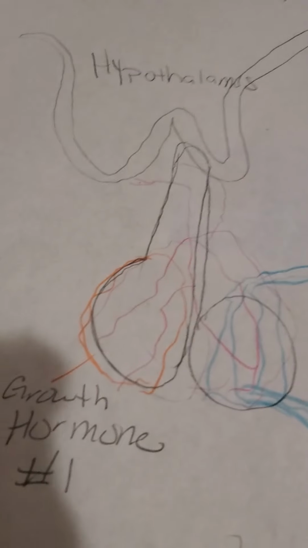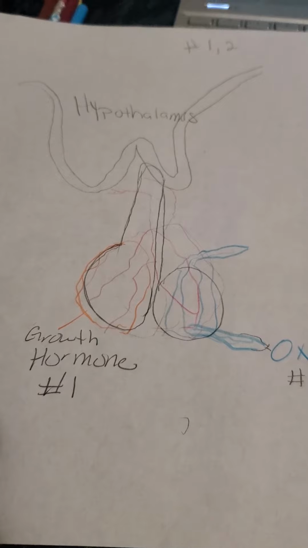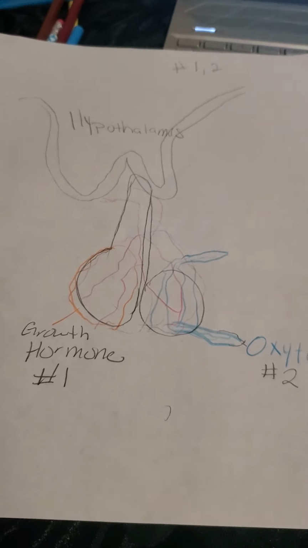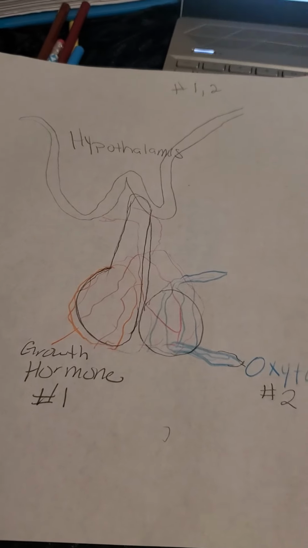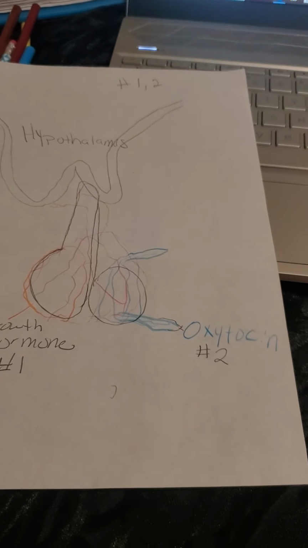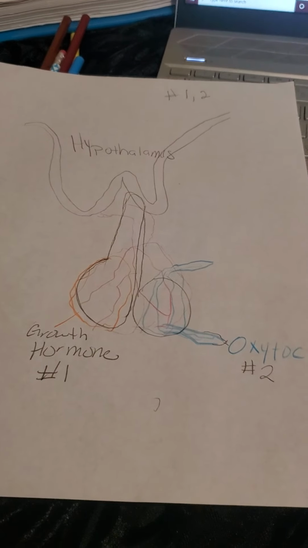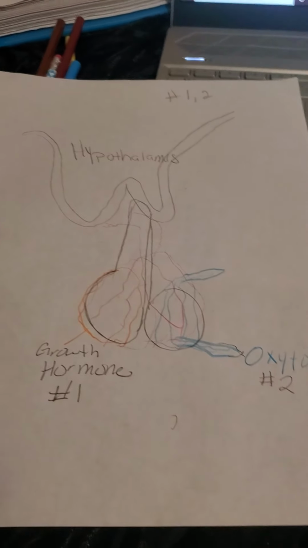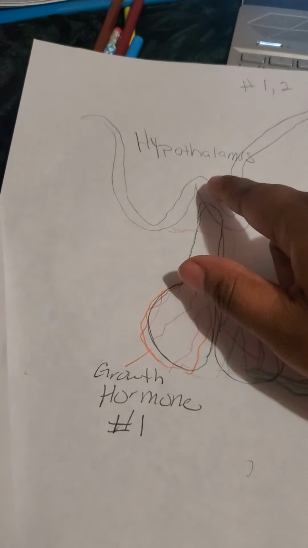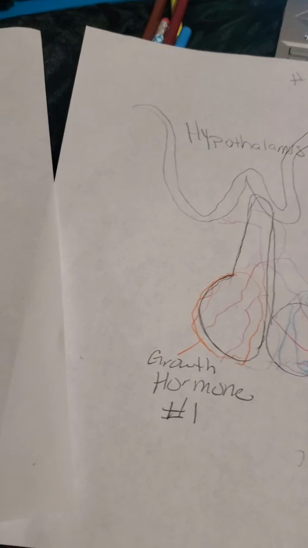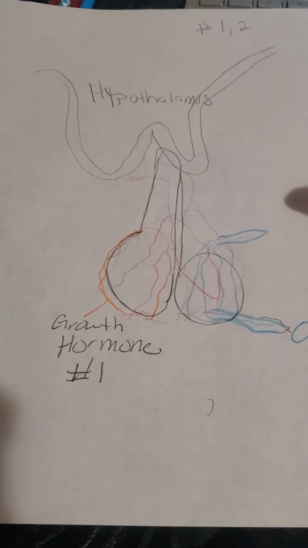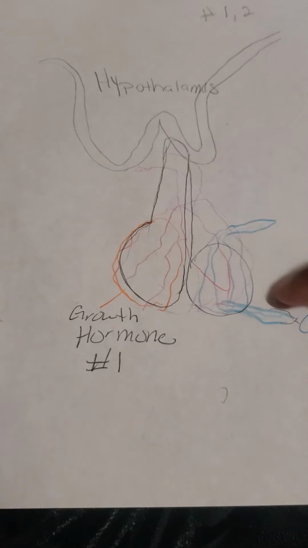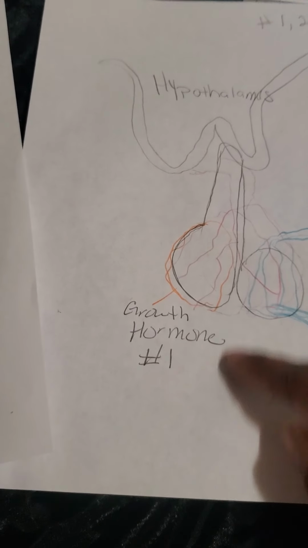Okay, for the first one, the anterior pituitary, I chose growth hormone, which is an anabolic tissue building hormone that has metabolic and growth promotion effects. Okay, for my posterior pituitary, I chose oxytocin, and you can see it kind of coming out of the hypothalamus. These are supposed to be the blood vessels, and the oxytocin coming out of it is the blue, and the growth hormone is the orange, coming out of it.